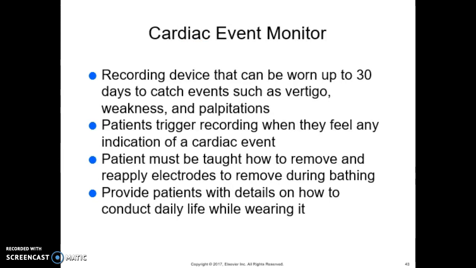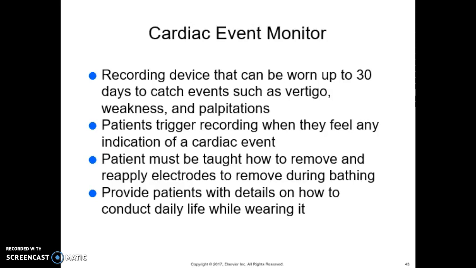So a cardiac event monitor. This is a recording device that can be worn for up to 30 days to catch events such as vertigo, weakness, and palpitations. Patients trigger recordings when they feel any indication of a cardiac event, and patients must be taught how to remove and reapply the electrodes during bathing, because this one is 30 days, so they do need to bathe. So it's very important that their patient education is clear and they understand how to place those correctly back after they bathe.